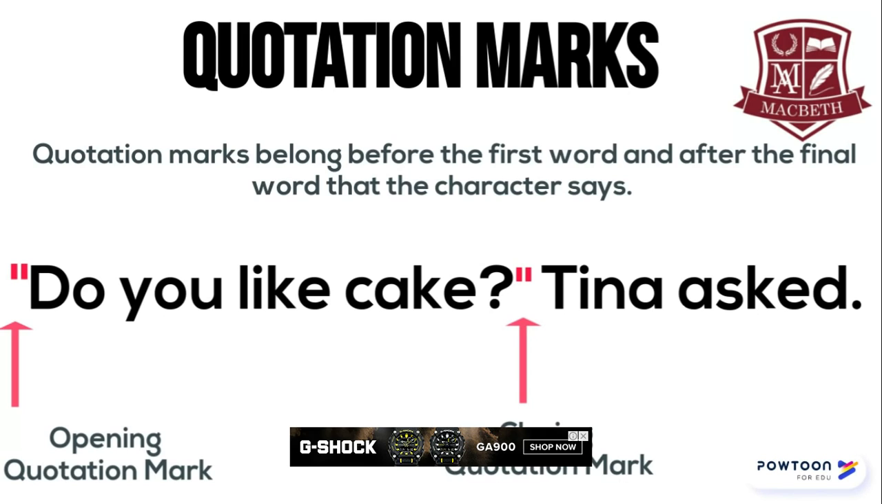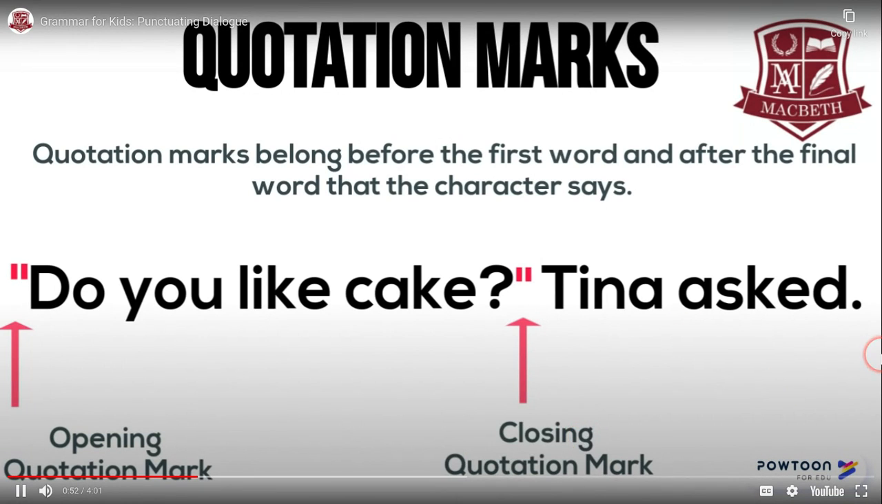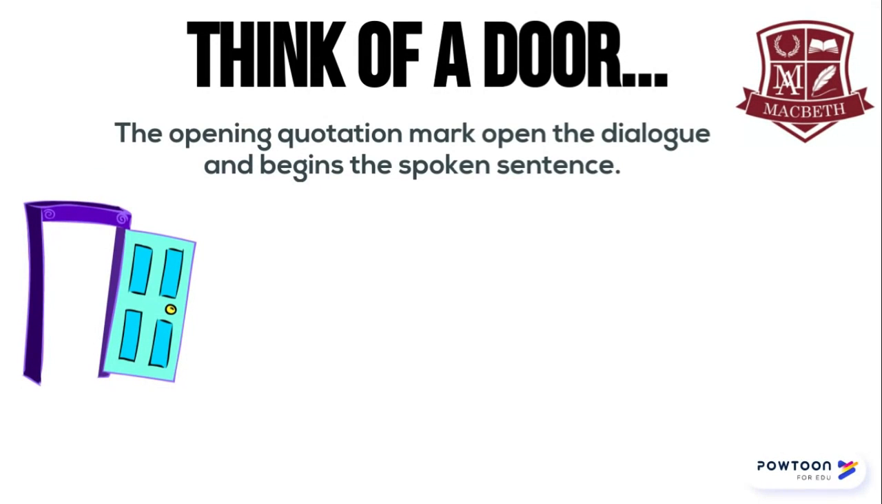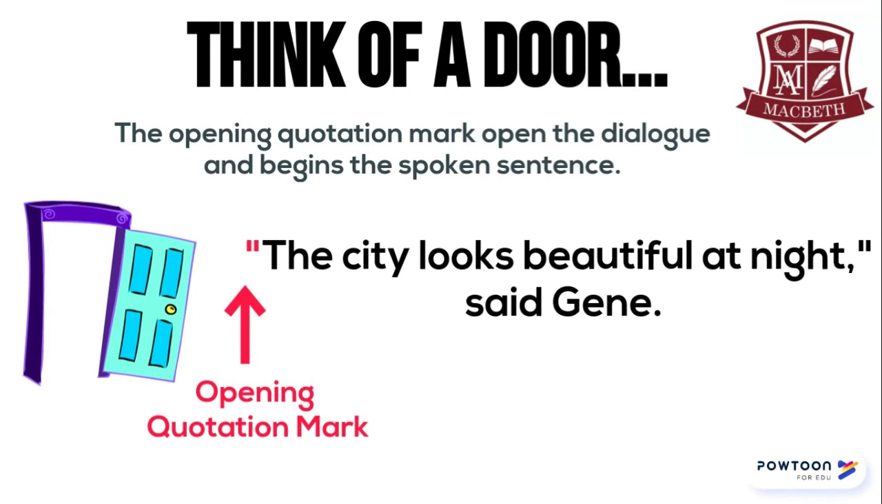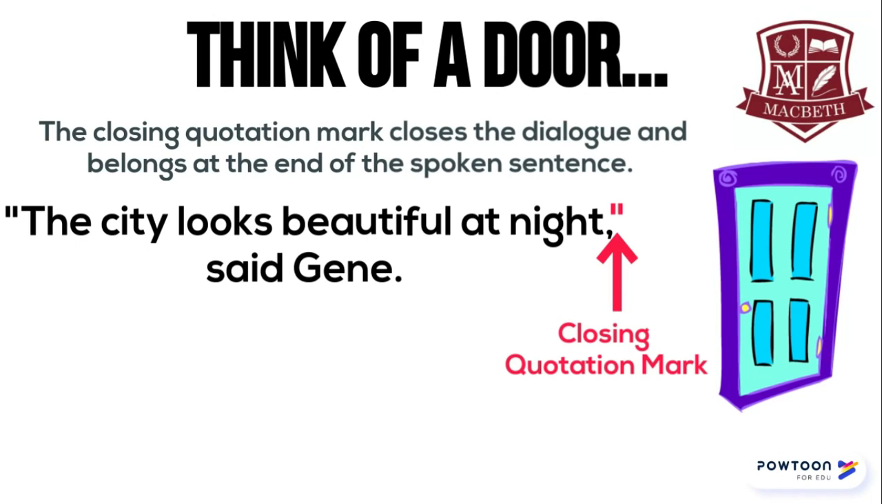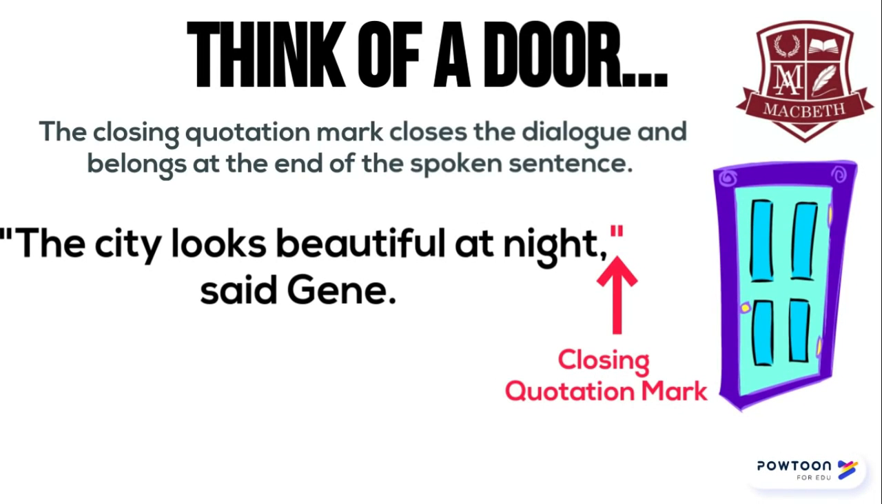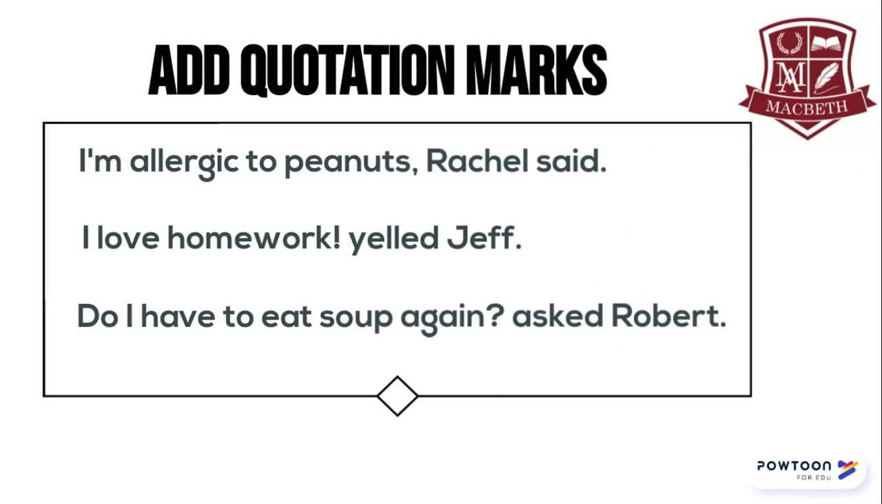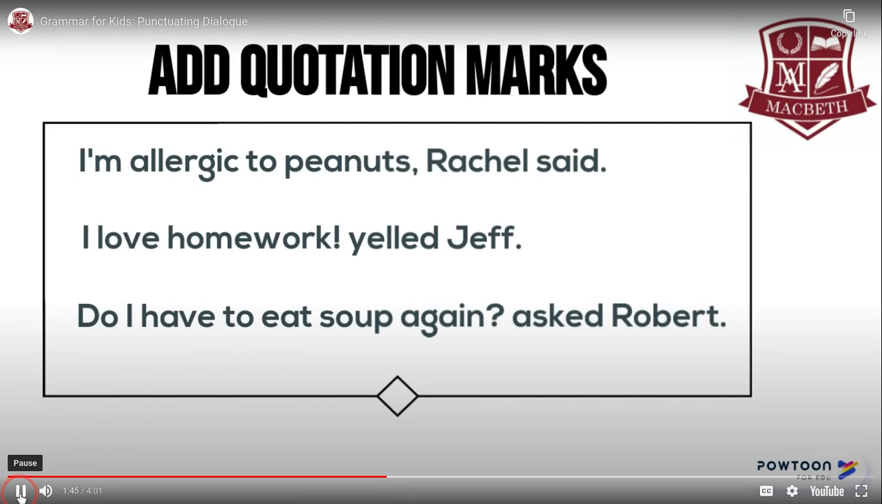In a dialogue, quotation marks belong before the first word and after the final word that the character says. When you think of quotation marks, think of a door that opens and closes. The opening quotation mark opens the dialogue and begins the spoken sentence. In the sentence below, "The city looks beautiful at night," said Jean. The opening quotation mark goes before the word "the," since "the" is the first word of the spoken sentence. The closing quotation mark closes the sentence and lets the reader know that the spoken sentence is complete. The closing quotation mark goes after night, the final word that Jean says. Now it's your turn. Pause the video and add quotation marks before and after the following character dialogue sentences.